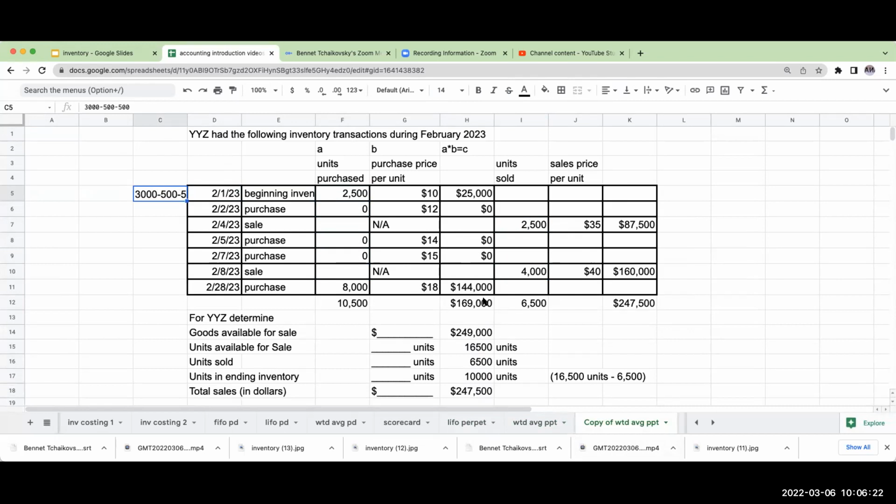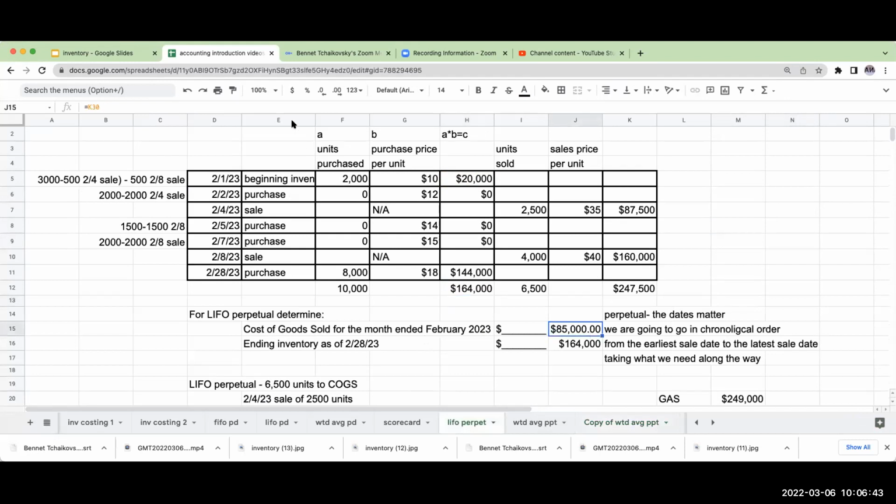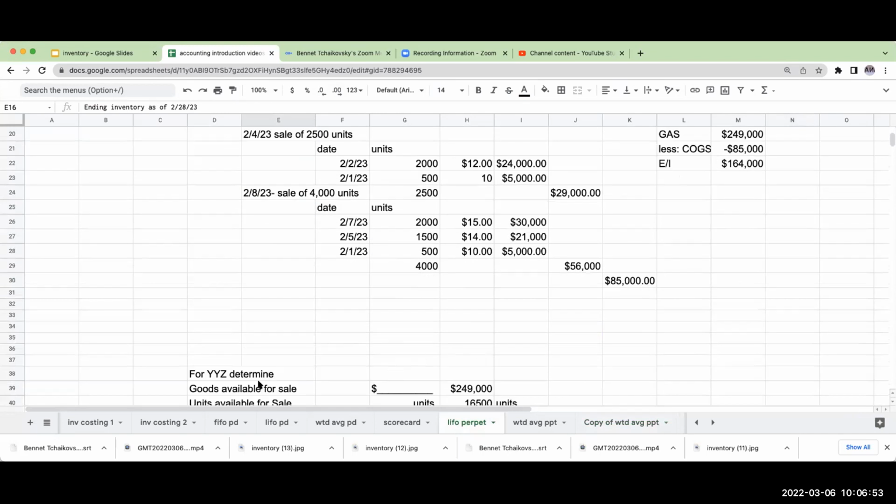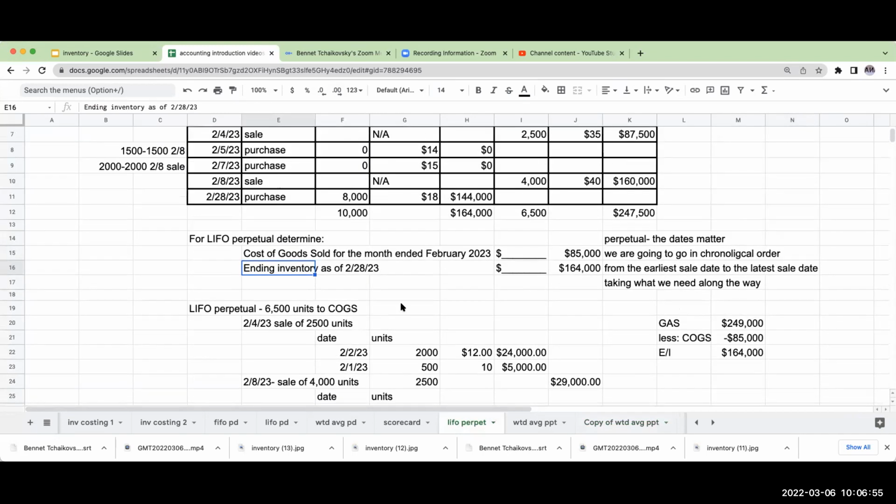So if I did it this way and said to myself, okay, can I do this with ending inventory? Well, if my goods available for sale is 249 and then my ending inventory value is going to be 20,000 plus 144, right over here, this is going to be 85,000 for cost of goods sold, right? You can compute it either way. Once you have ending inventory, you can get cost of goods sold. Once you have cost of goods sold, you can get ending inventory, as long as you have your goods available for sale computed properly, right?